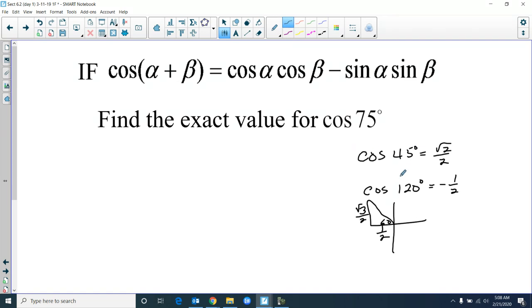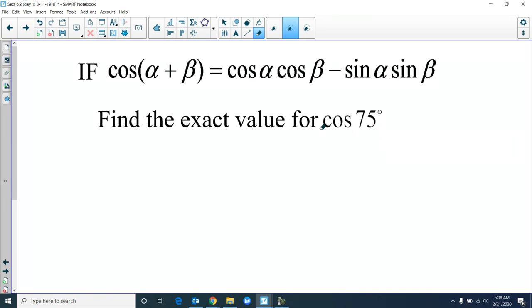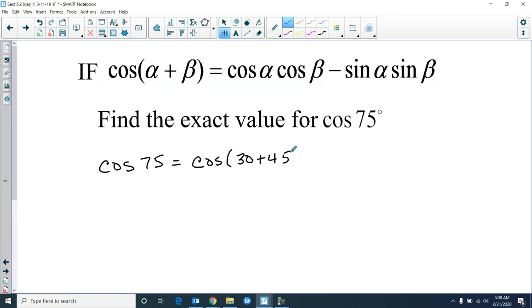But we can only find 30, 45, or multiples of 30 and 45 at this point. So we're limited on the exact values we can find. We want to come up with other methods to find other angles, and this is one of those. So for the cosine of 75, we have to break it down into angles that we know. 75 is the same as 30 plus 45.